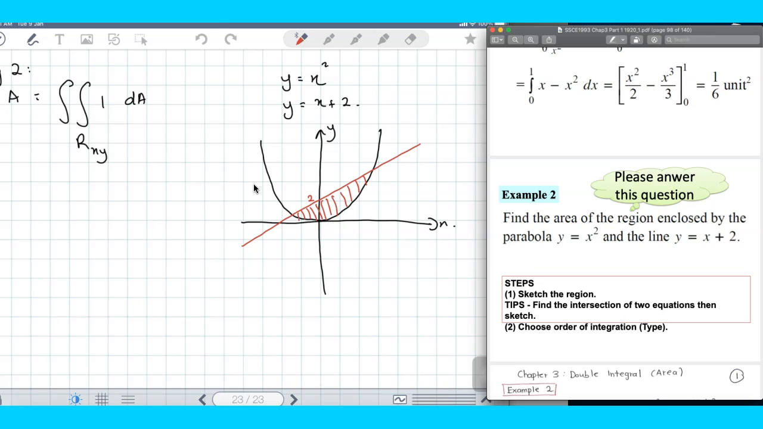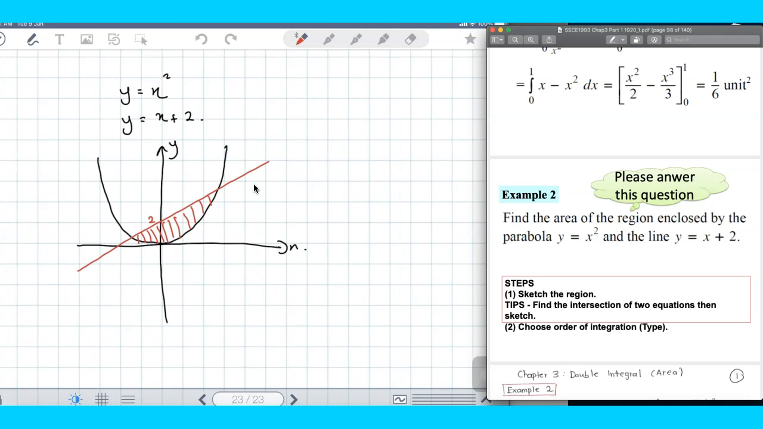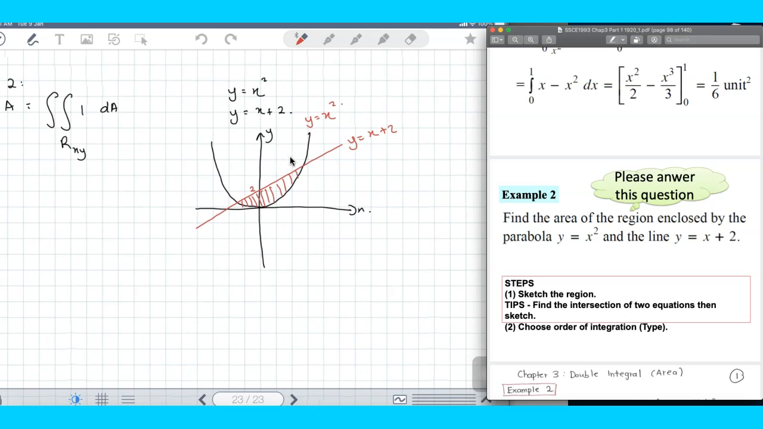Okay, so now let me write down. This one is y equal to x plus 2, and this one is y equal to x squared. In terms of order of integration, I want x to be constant, which means y should be a function, because I don't want to rearrange x to be plus or minus square root of y. I just don't want to deal with the square. But if you want to choose that, it's still okay. Don't worry, you can still solve that. I just want to make it easier.